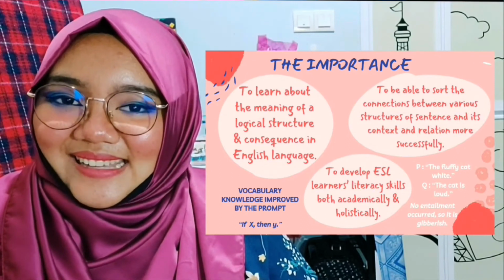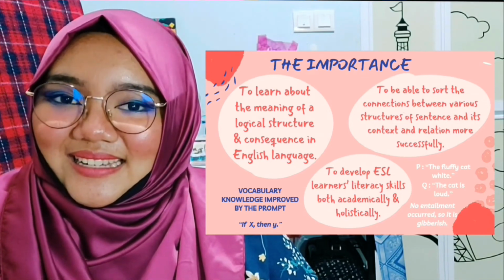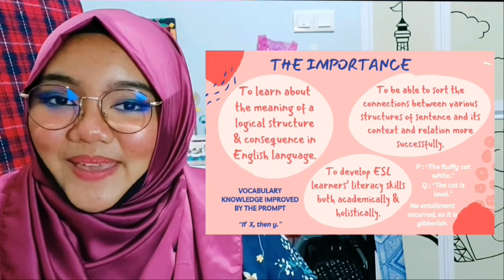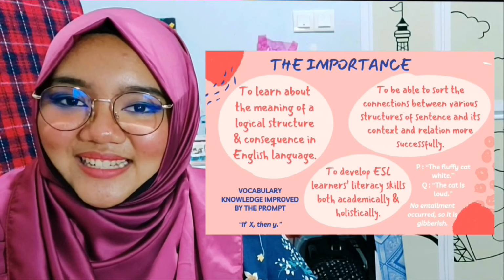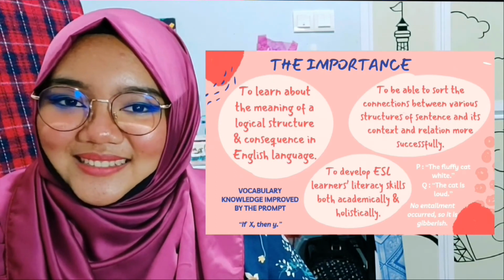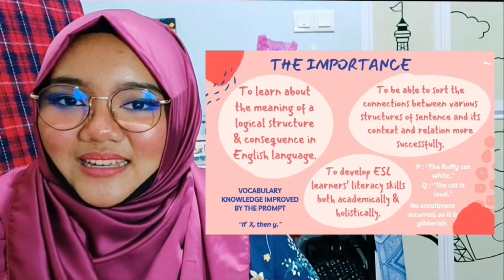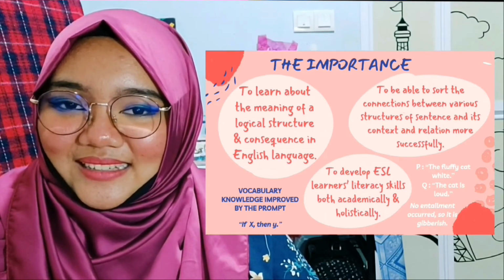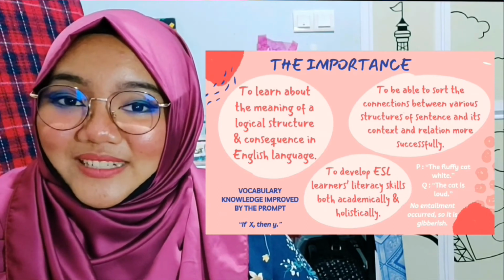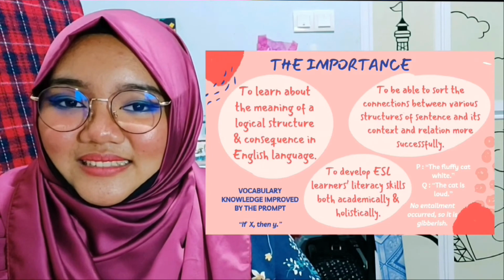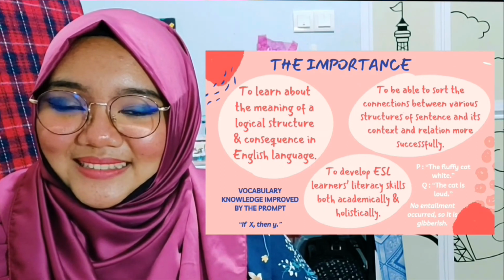Other than that, teaching entailment to ESL learners is also important because it allows them to sort the connections between various sentences and their context and relation more successfully than before. For example, if someone were to say, "She has a blue pen," then the ESL learner will be able to entail from the first sentence that she has a pen.